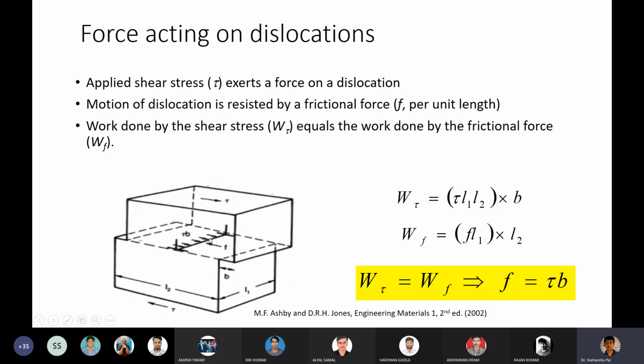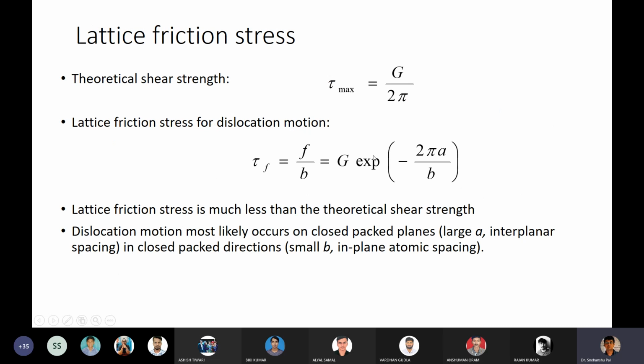So what will be the work done? The work done by the shear stress, in this formula, b is the Burgers vector, tau is the shear stress, and L1 and L2 are the dimensions of the block. Then you can see the frictional force f into L1, and if you equate them, you can understand that the frictional force is equal to tau into b, so shear stress into Burgers vector. Now, if you know the theoretical shear stress, that is tau max, it will be capital G by 2 pi.